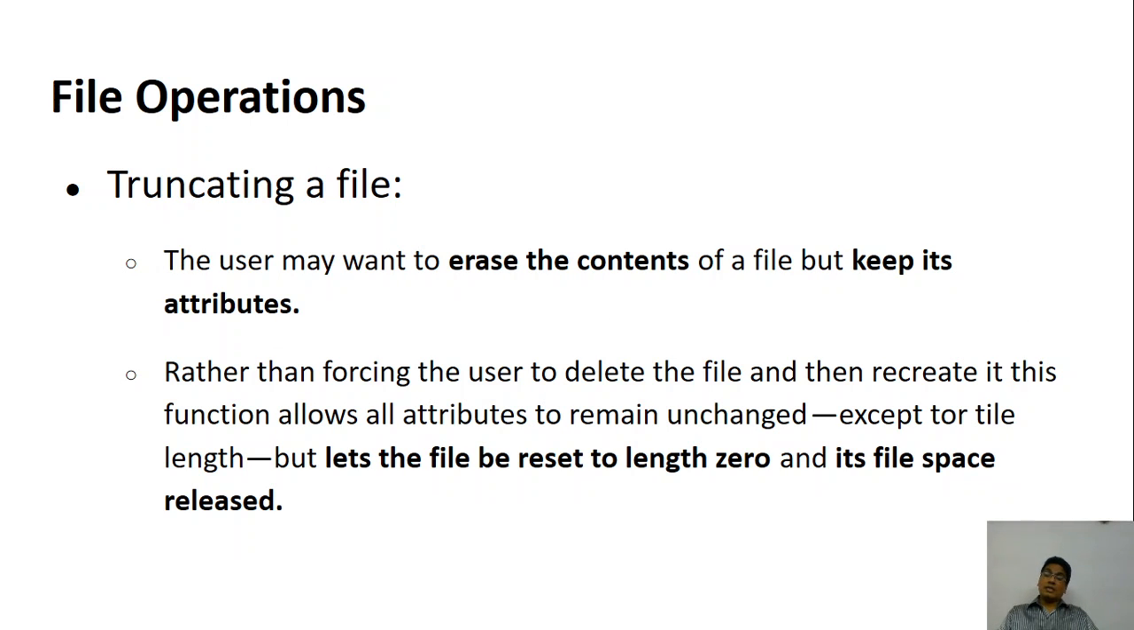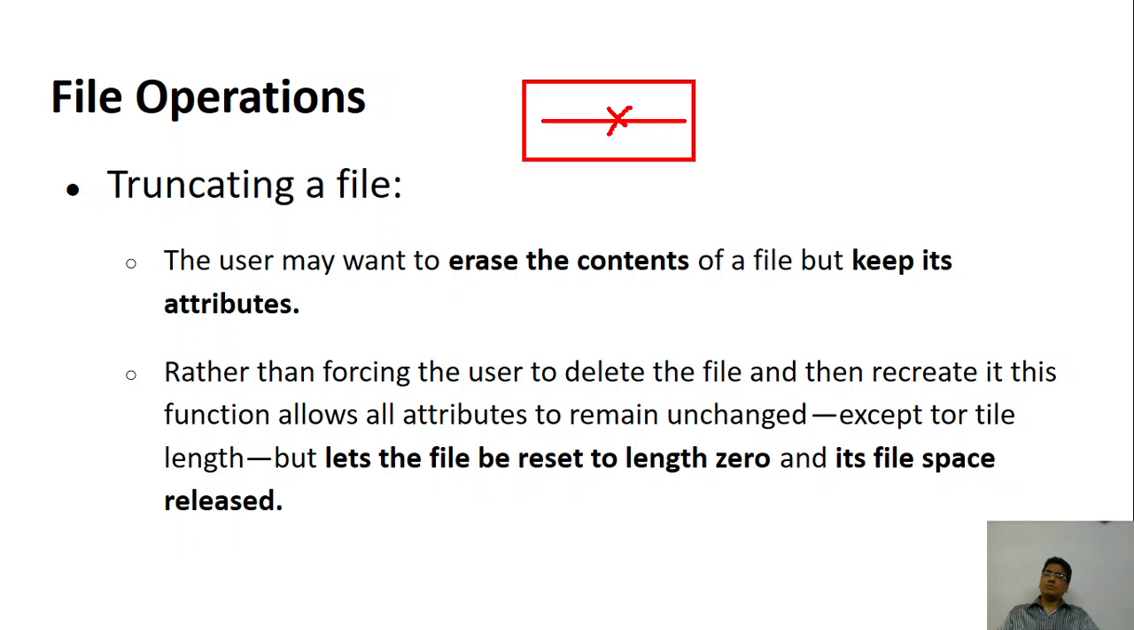Next one is truncating. Sometimes we want to reduce the file size to 0. So we don't want to delete the file. Remember, when I delete the file, all the attributes are gone. What we mean is, when you delete it, the directory entry will be deleted. When I delete the directory entry, I will lose all the information, when the file was created, when it was modified, and so on and so forth. So I lose all the information.